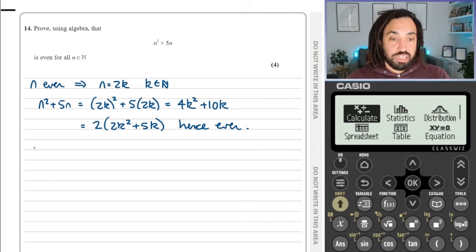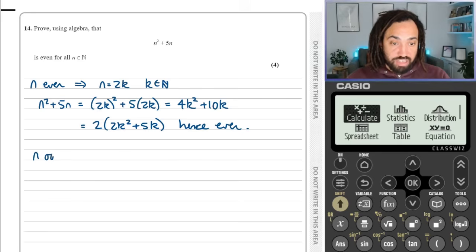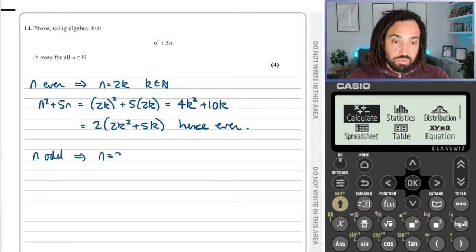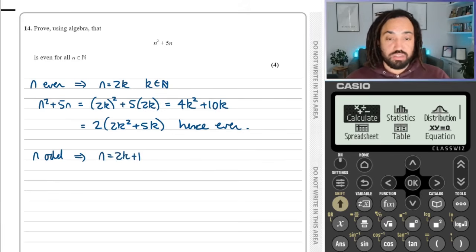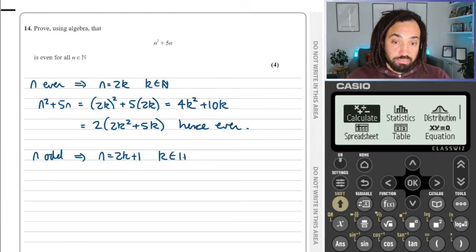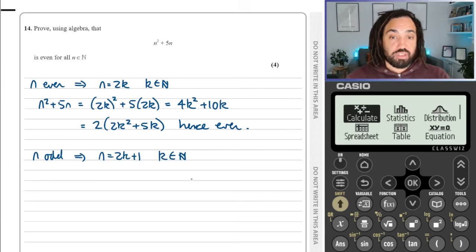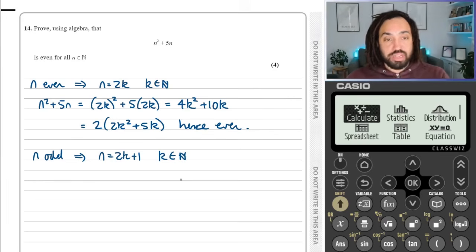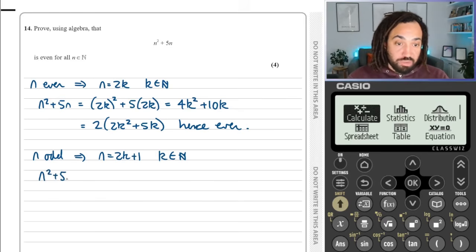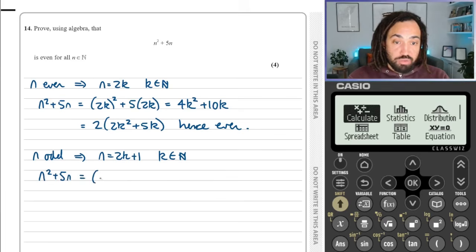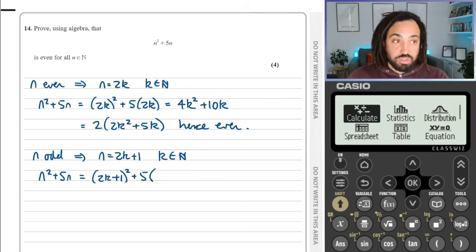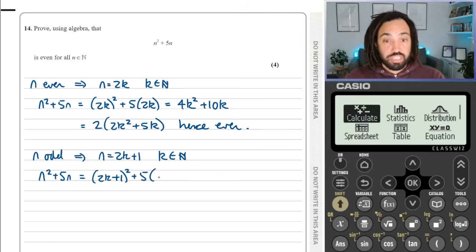Okay, great. Now the other option, of course, is if n was odd. If that's the case, then n would equal 2k plus 1, because all odd numbers can be written as 2 times a natural number plus 1. Okay, so next we just need to see what that would give us. So we would be doing 2k plus 1 squared plus 5 lots of 2k plus 1.